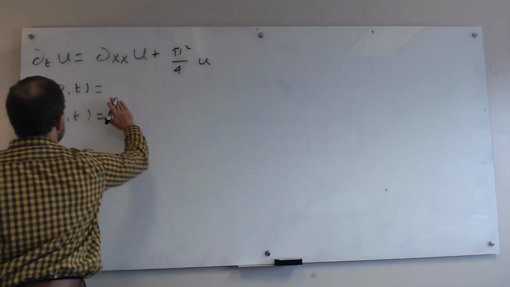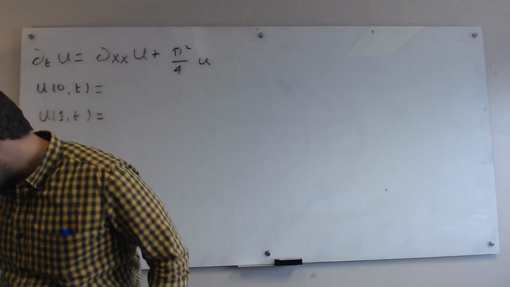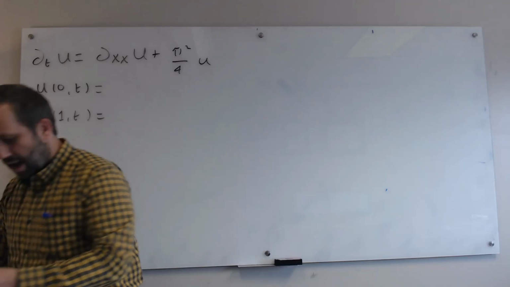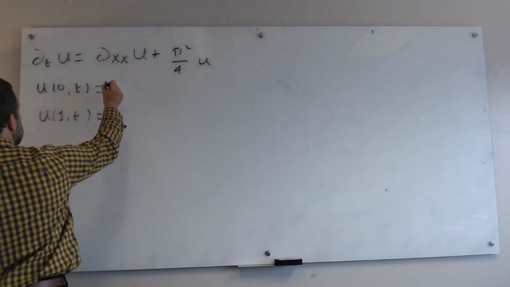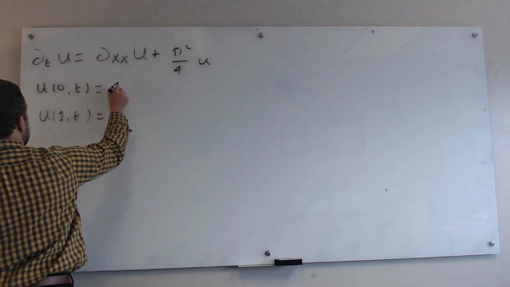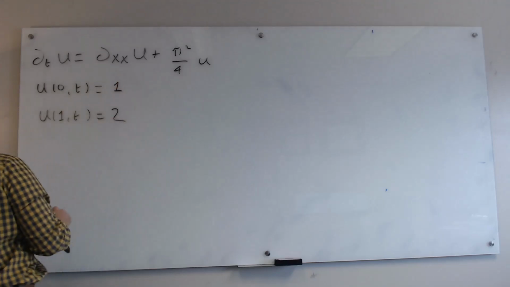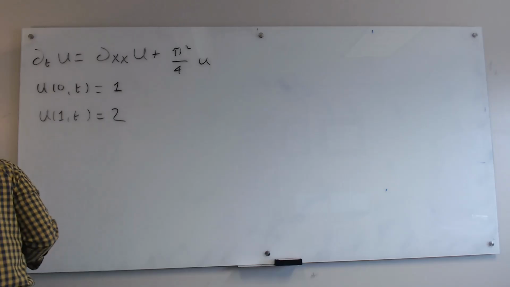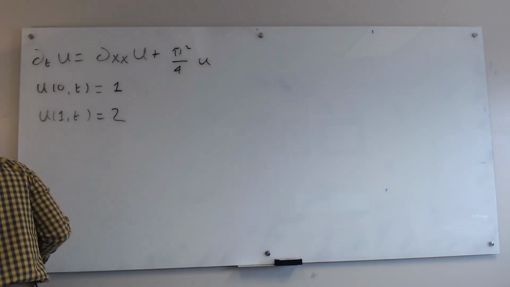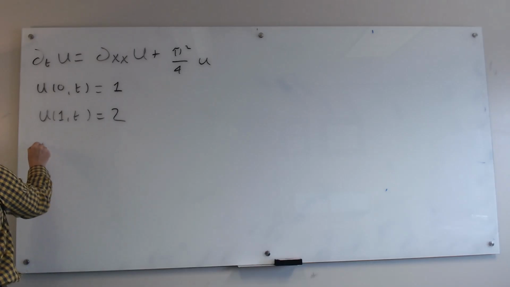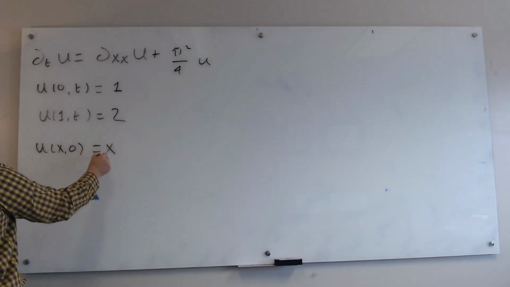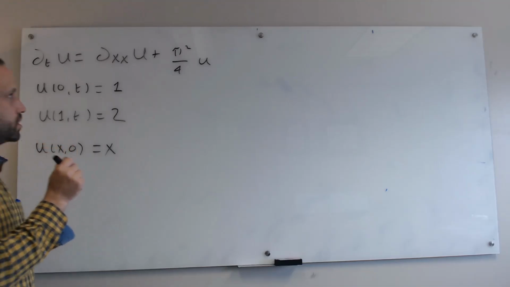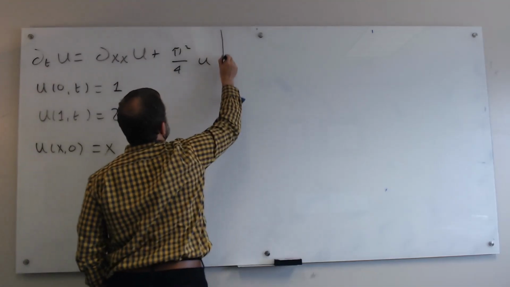And we're going to have these two boundary conditions. This is an exercise in the notes. U of 0, t is equal to 1. I think I'm going to keep these the same. U of 1, t is equal to 2. And then u of x, 0, I'm going to keep this the same as well. U of x, 0 is going to be equal to x. Things are a little more generic in the notes, but I'm going to keep it like this.